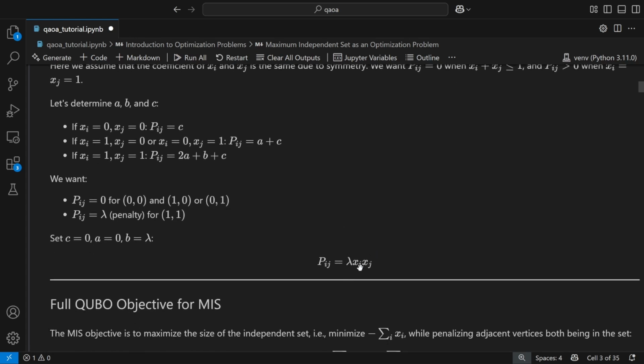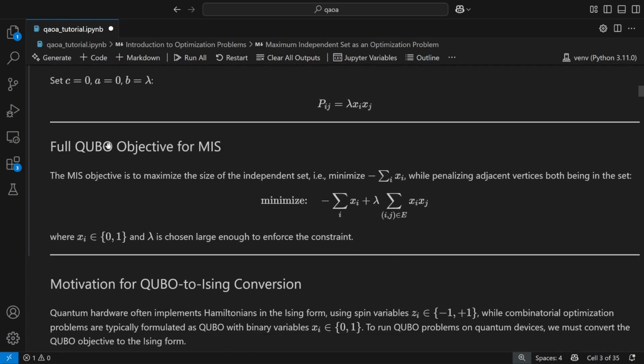So now we can add this to the objective function and get the full QAOA formulation for a maximum independence set problem. We want to minimize this whole thing, minimize this sum, which means maximizing the number of nodes selected, however, making sure that this constraint is satisfied.